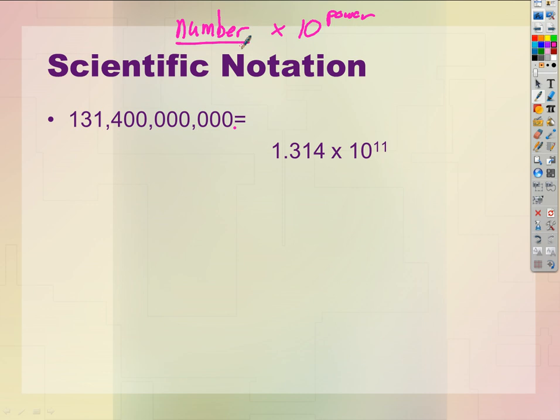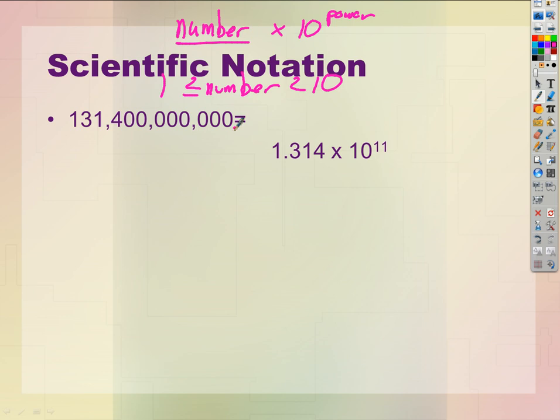That number has to be greater than or equal to 1, so it can't be less than 1. It couldn't be something like 0.9. It has to be greater than or equal to 1 and less than 10. So it could be 9.99999, but it can't be 10. Because if it were 10, I would just scoot it over 1 more and get 1, right?